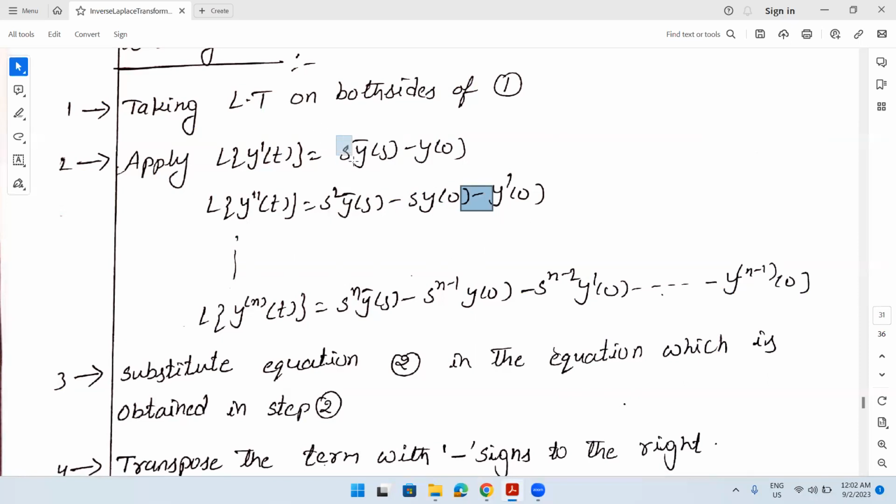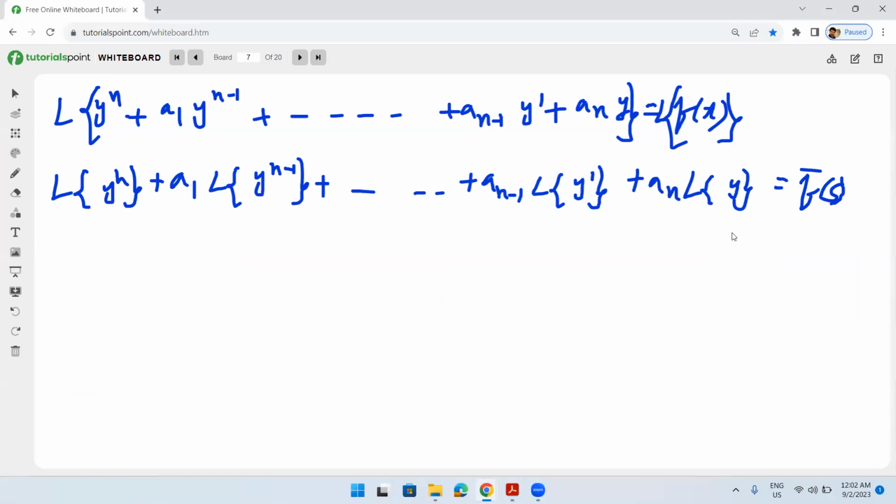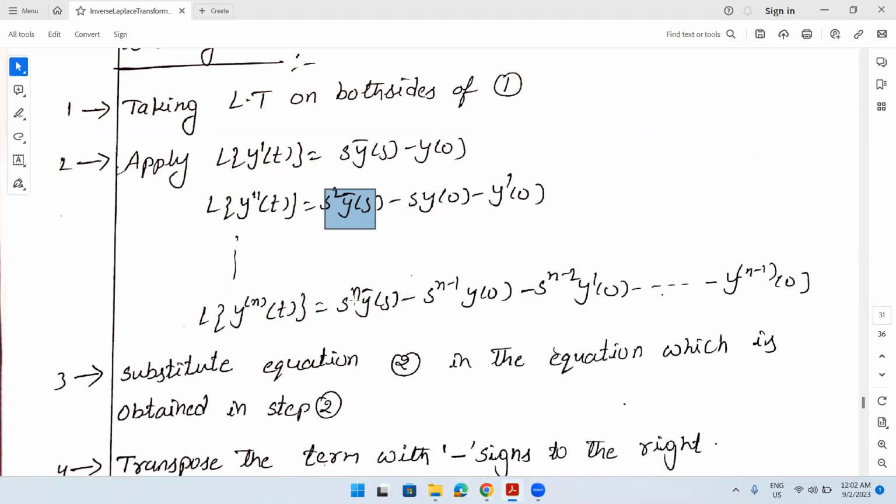The power of s starts with the first derivative starting with s, the second derivative starting with s square, the nth derivative starting with s power n, then n minus 1, n minus 2, and so on up to s power 0, that is 1. And next, only in the first term we get y bar of s, or L of y of t also we can write. Y bar of s is nothing but L of y of t. So last we get this one, L of y is nothing but y bar of s. Next, here s power n.